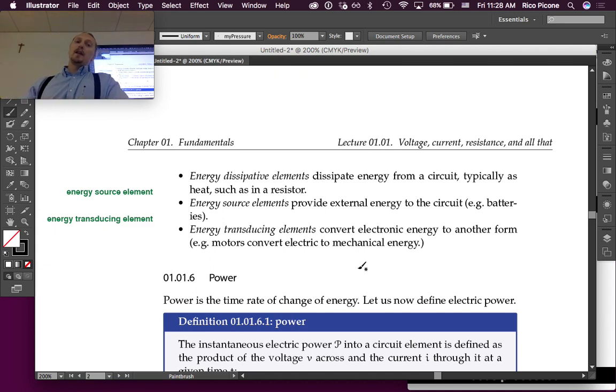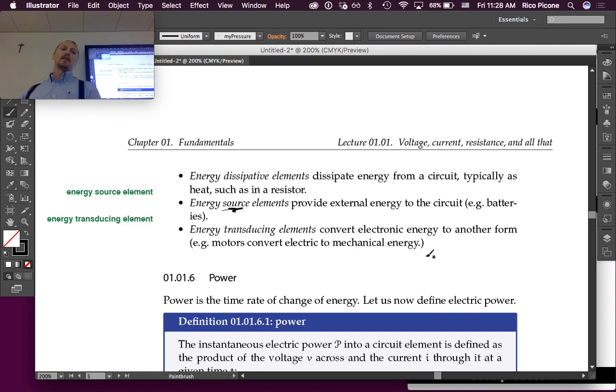Another type of element is a source element, which provides external energy to the circuit. For example, a battery is a source element that provides energy to the circuit from outside. There are other types of sources as well. And finally, energy transducing elements convert electric energy to another form.